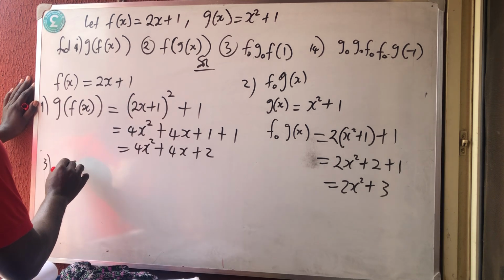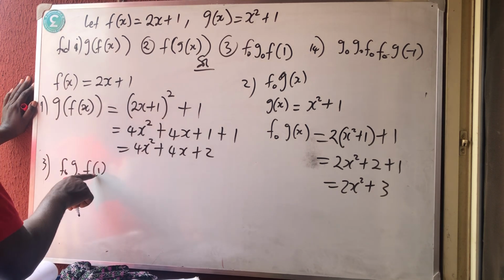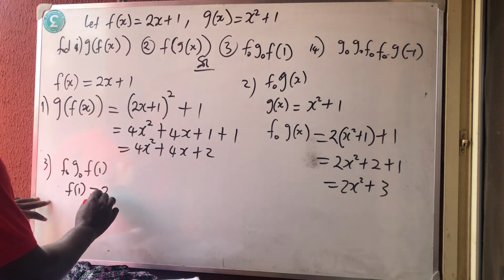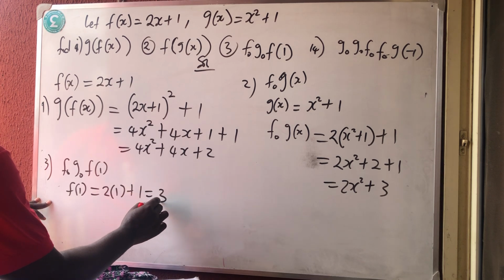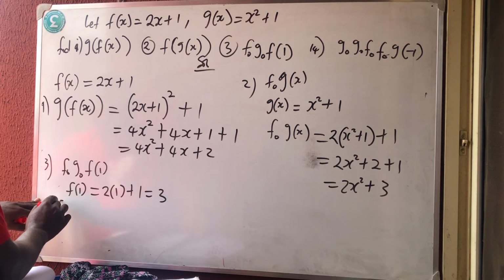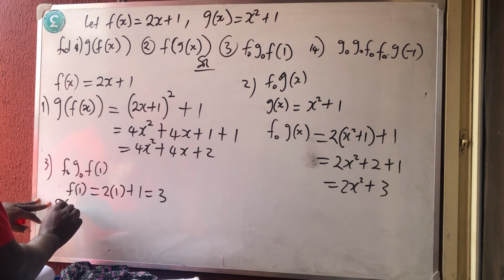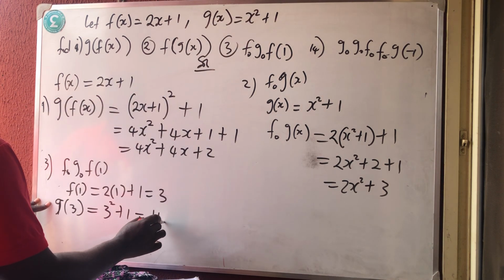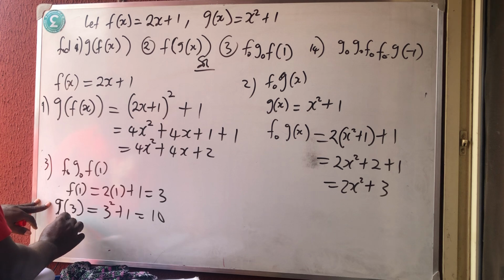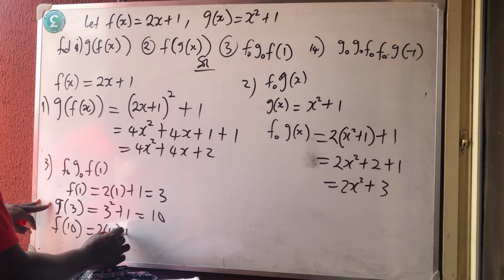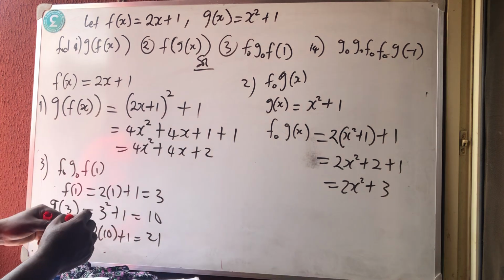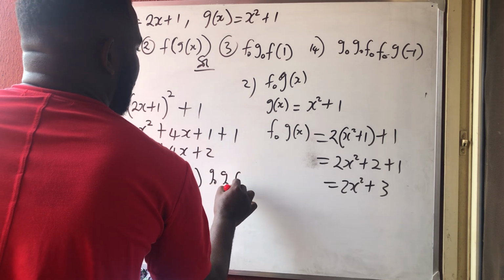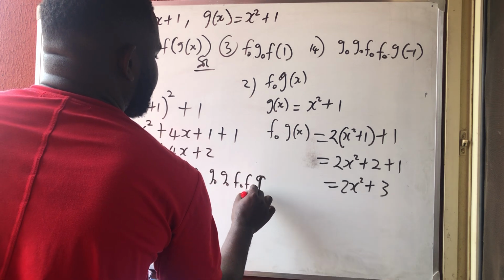The next one, number 3, said f of g of f of 1. So we are starting from here. First thing is f of 1. F of 1 says anywhere you see x, put 1, which is 2 bracket 1 plus 1, which is 3. The next one is g of that f of 1. G of your answer is 3 squared plus 1, which is 10. And the last one is f of your last answer, which is 2 bracket 10 plus 1, which is 21.